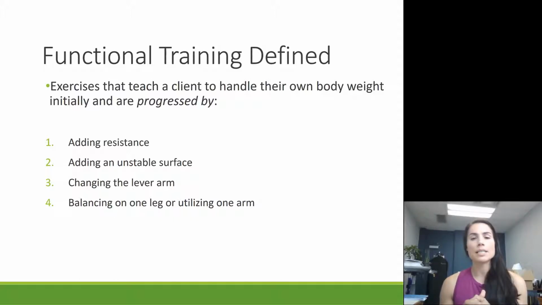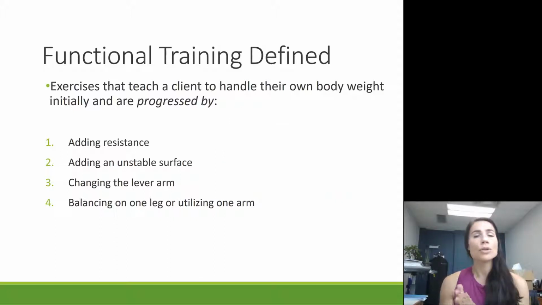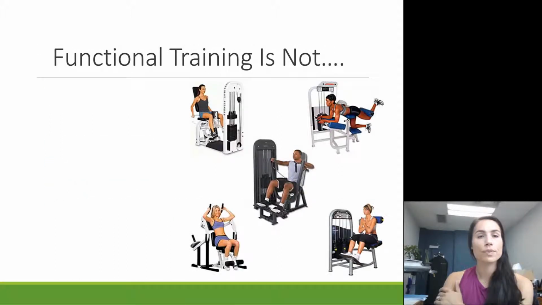And if you remember what that means, a lever arm is the distance between that joint and then that push force, right? So if you're doing a push-up, you're going to have a shorter lever arm if your knees are on the ground than if you have your feet on the ground. Okay, and that kind of just makes sense. And the longer that lever arm, the harder it's going to be. You can also progress your functional training by adding some sort of balance component or doing single arm or single leg type stuff.